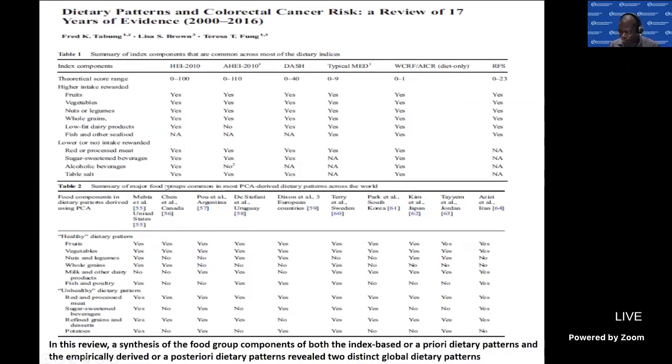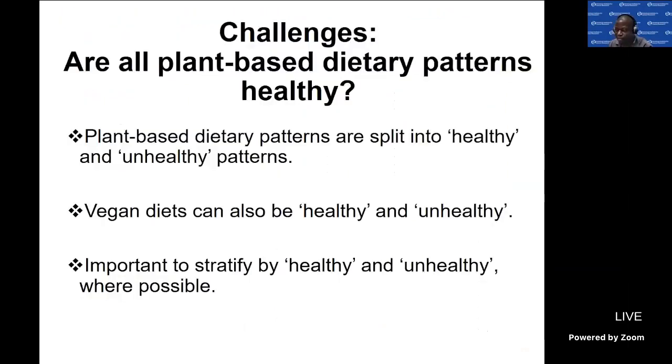I previously showed you these two tables from our review paper in 2017 on two separate slides, but I combined both tables in this one slide to show that when we synthesize the food group components in both the index-based or a priori dietary patterns, there were a lot of similarities. These are the food groups that comprise the principal components, and the dietary patterns derived from principal components analysis across five regions of the world. That consistency is also very similar. The same foods that were picked up across the five regions of the world were also picked up in the index-based patterns. So to me, even though people might be high on both an unhealthy and a healthy dietary pattern, it doesn't mean that the evidence cannot be used for translation, but it can be combined across different dietary pattern methods in order to make great use of the available evidence.